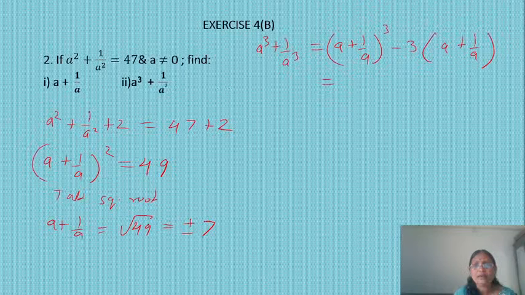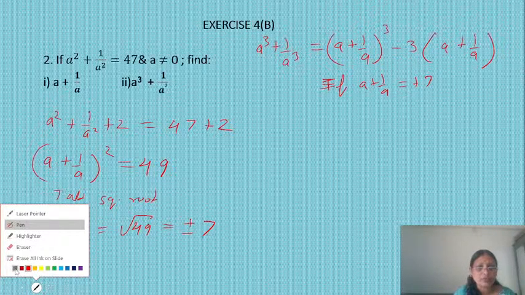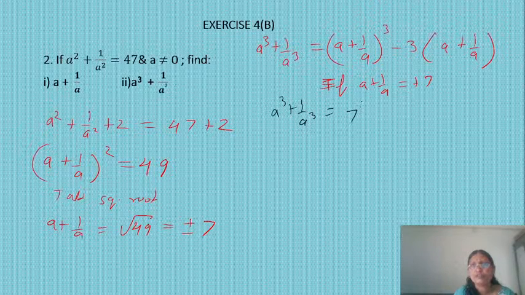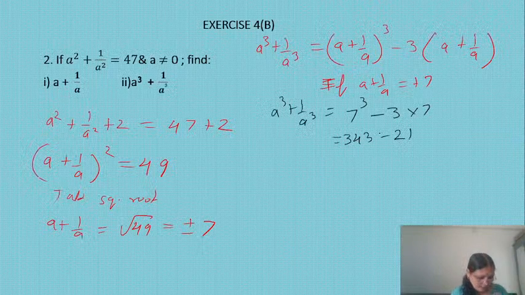So let us take, if a plus 1 upon a is equal to plus 7, let us calculate the value of a cube plus 1 upon a cube. So we get a cube plus 1 upon a cube is equal to, in place of this we put positive 7, 7 cube minus 3 into 7, which is 343 minus 21. So which is equal to 322.